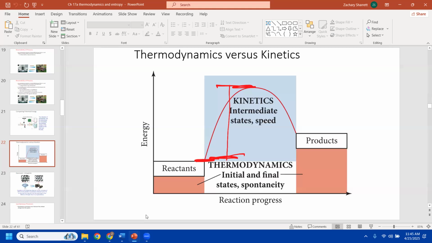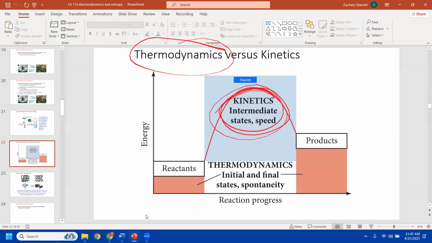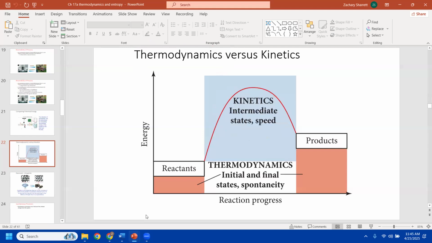Okay. So going back to this slide, thermodynamics versus kinetics. Kinetics states the speed of a reaction, okay? The thermodynamics tells us energetically, does that reaction want to happen, okay? So we're going to look a lot at these things over the next week.